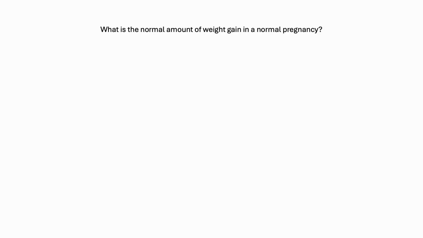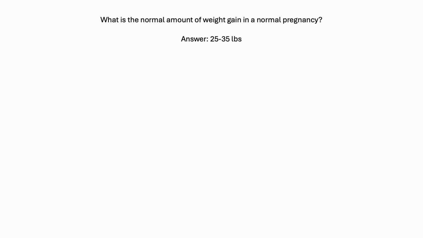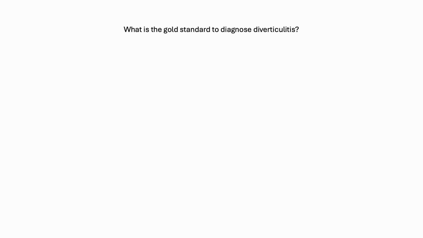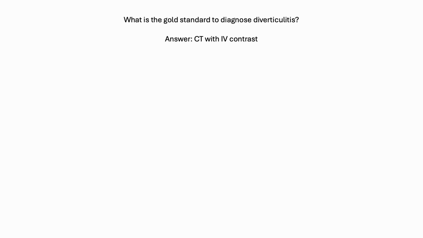What is the normal amount of weight gain in a normal pregnancy? So we're expecting about a 25 to 35 pound weight gain. What is the gold standard to diagnose diverticulitis? We're going to do a CT with IV contrast.